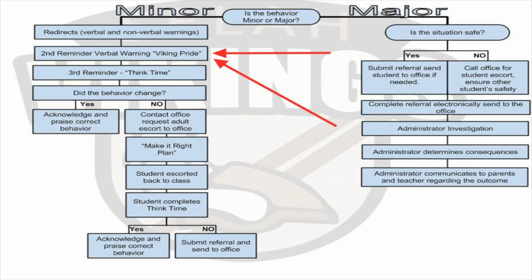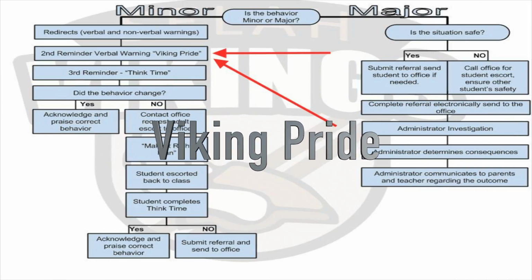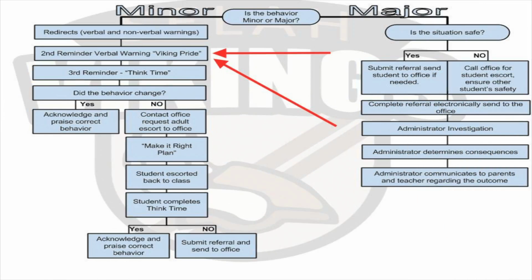Moving on, the second verbal reminder. This is redirect number 2. Clear and consistent building wide. We simply look at the student, get close proximity if at all possible during the learning environment, and we say Viking Pride. During this time, it's important that once we say Viking Pride, we move on.